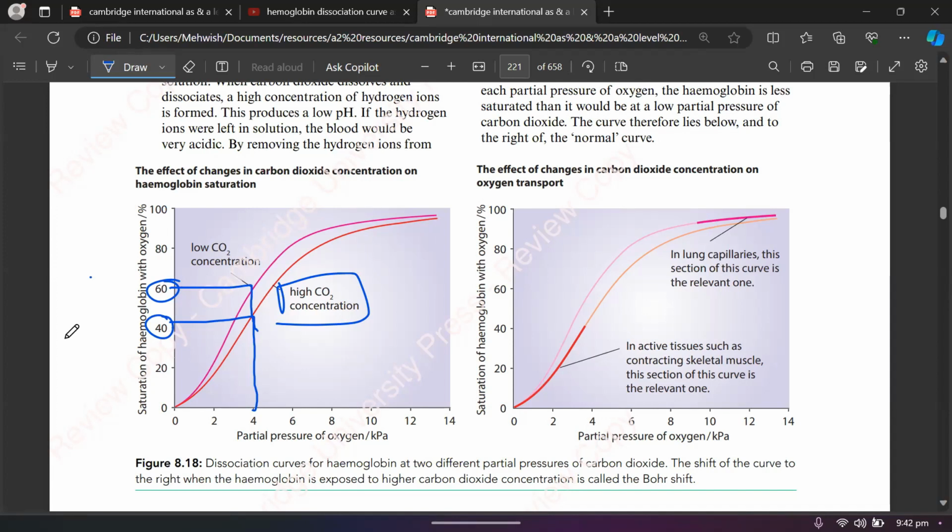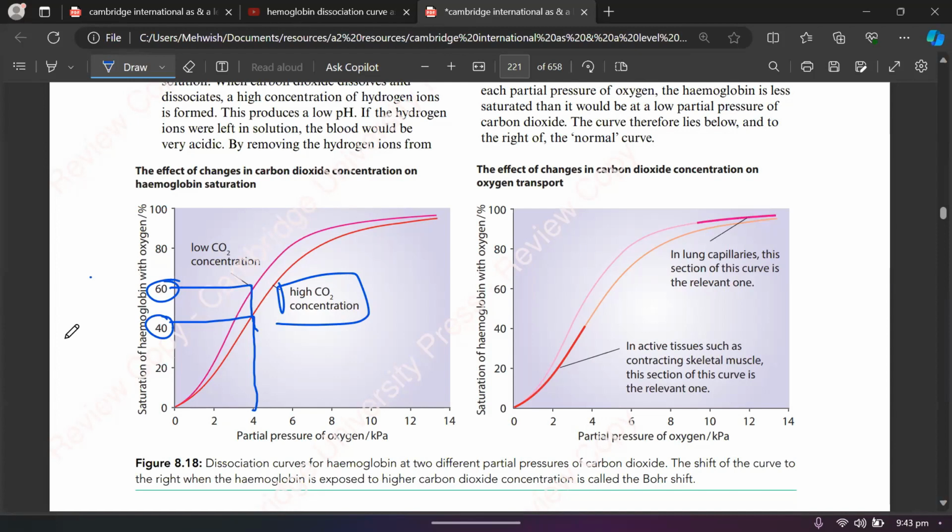Now, what is the reason behind it? Just think over it: why, at higher carbon dioxide concentration and at the same oxygen partial pressure, is the hemoglobin saturation less, and why is it more at low carbon dioxide concentration? Any idea?